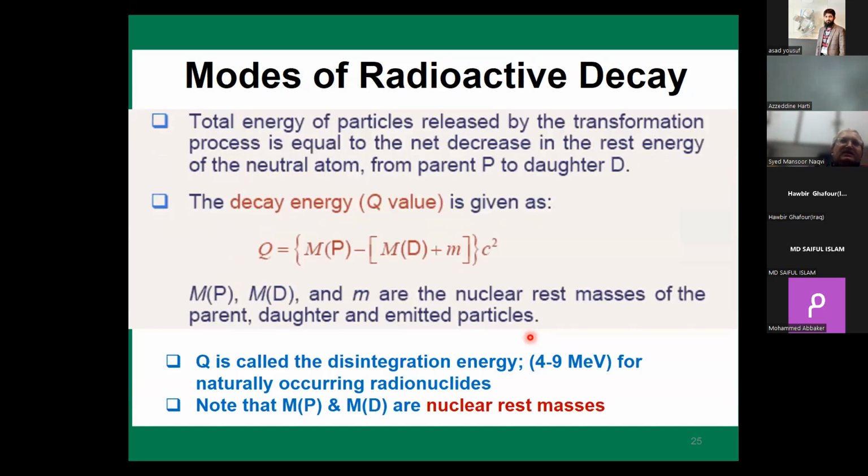Regarding modes of radioactive decay, you can see that whenever decay occurs, some energy is emitted, which is mentioned here as Q. And you can see that we can calculate those values with the help of the rest masses of the parent, daughter, and the particle or radiation which is emitted. So it's easy to calculate. And Q is what we call the disintegration energy. It ranges from 4 to 9 MeV for naturally occurring radionuclides.